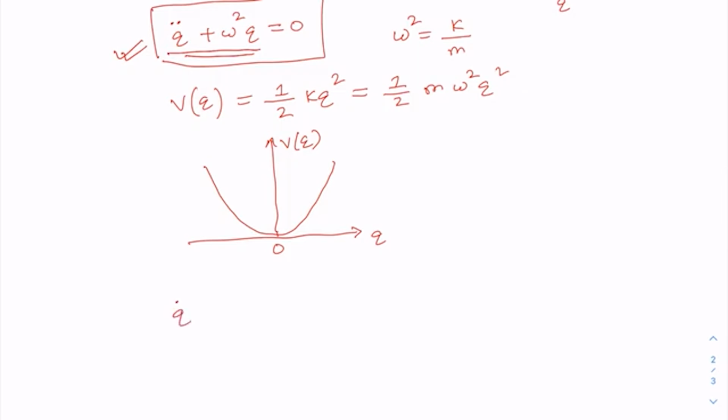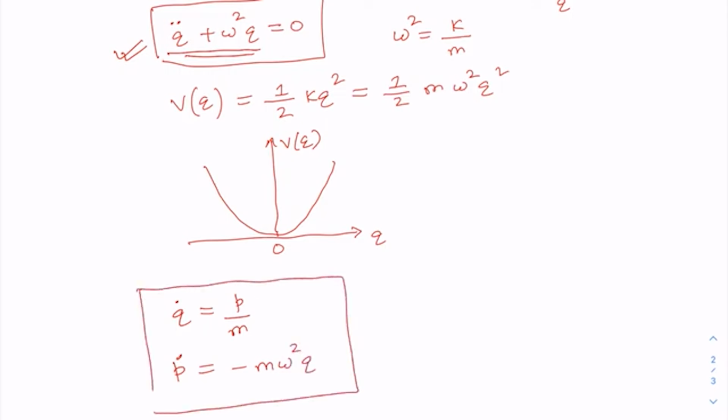If I write, say, q dot is equal to p by m, where p is the momentum, and p dot is equal to minus m omega square q, these two first order differential equations are equivalent to Newton's equation of motion, q double dot equals minus omega square q. In fact, you can very easily get it from this system of first order differential equations.